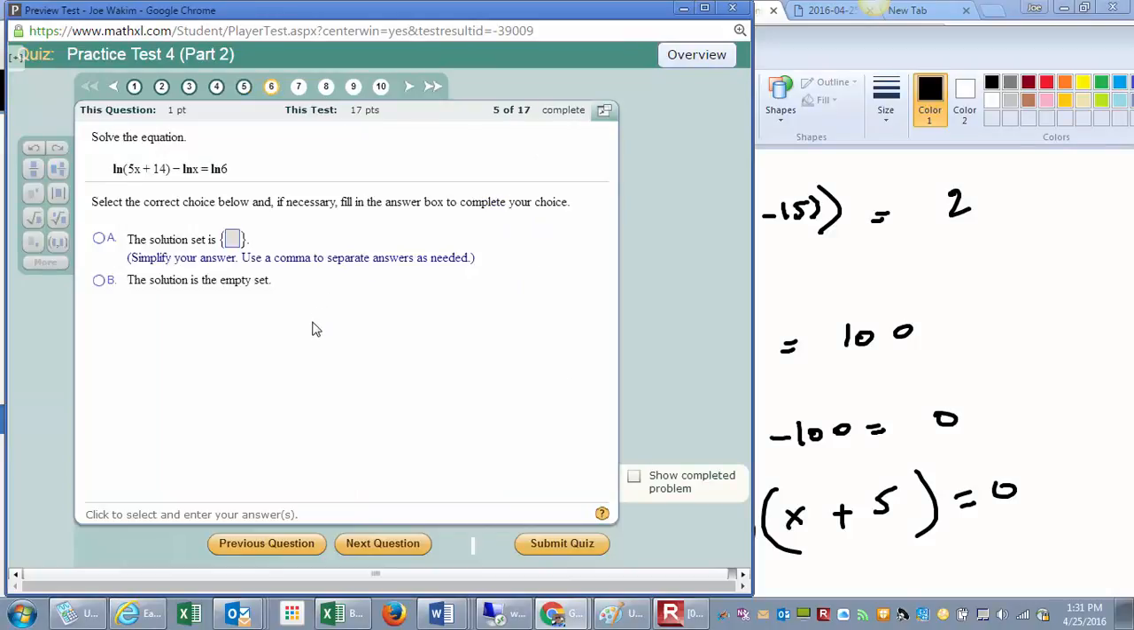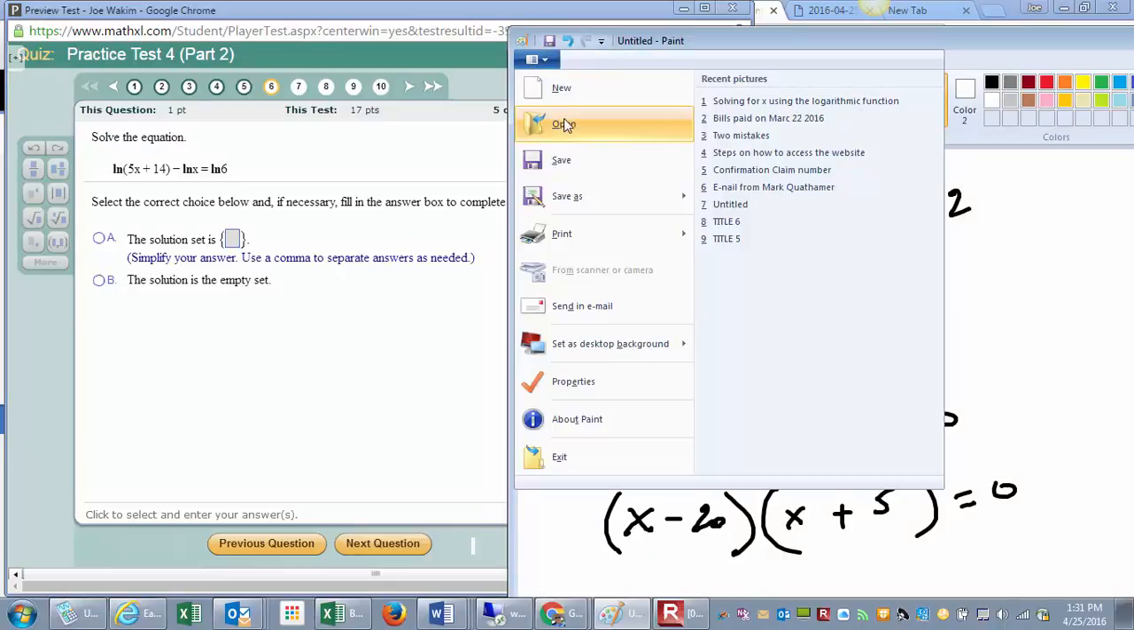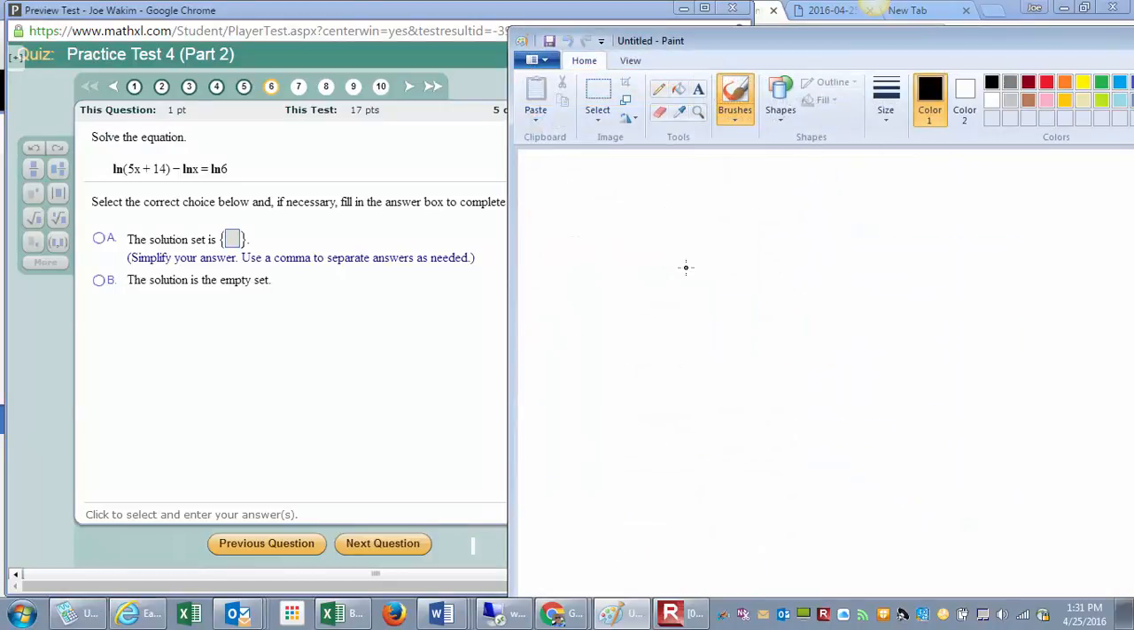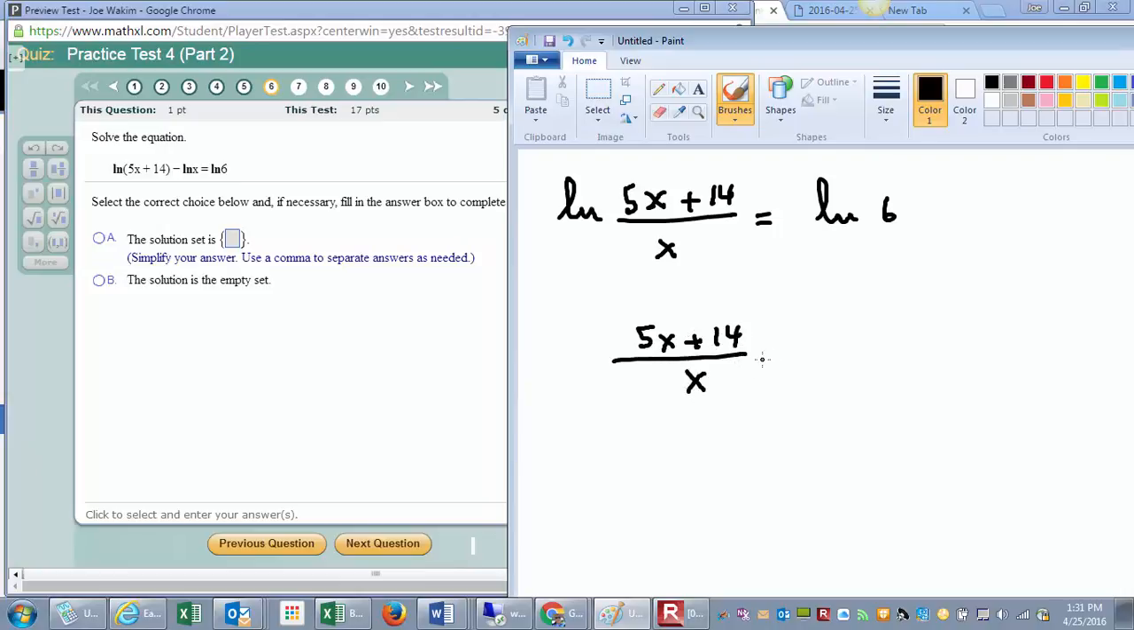Number 6. Again, let's solve for a logarithmic function. This is a base e, natural log. So again, this is division. So that would be natural log 5x plus 14 divided by x. So this is the quotient rule equals natural log of 6. Log equals log, the same base, so the inside should be equal. So we have 5x plus 14 over x equals 6. Cross multiply. This implies 5x plus 14 equals 6x.